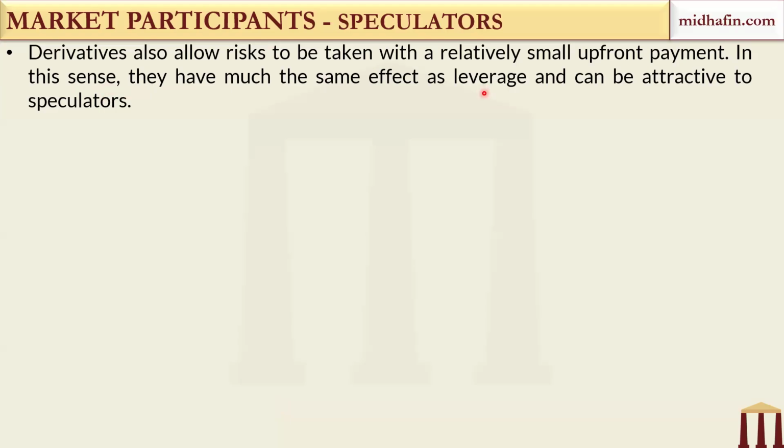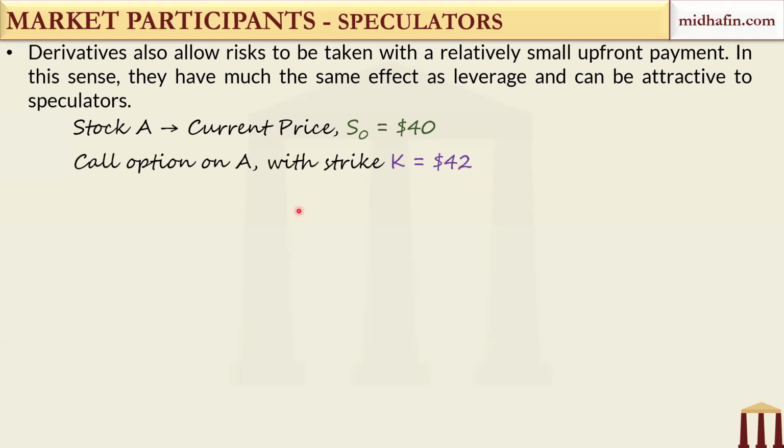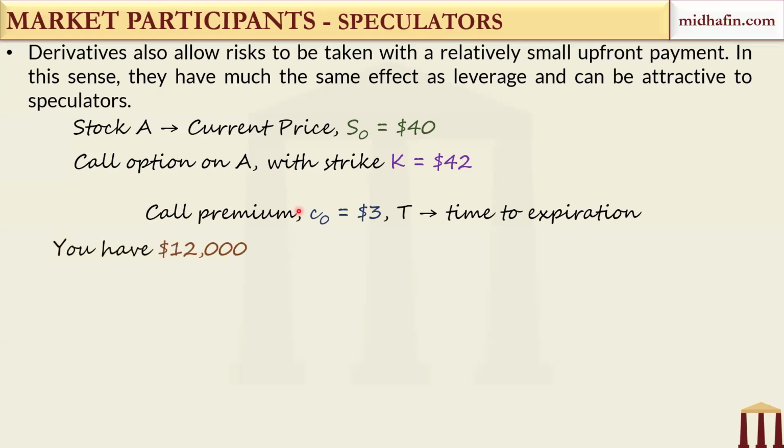So let's take an example over here. Let's say we are analyzing a stock A which has a current price of $40. A call option on this stock has a strike price of $42 with a premium of $3. T is the time to expiration. You have $12,000 to invest.